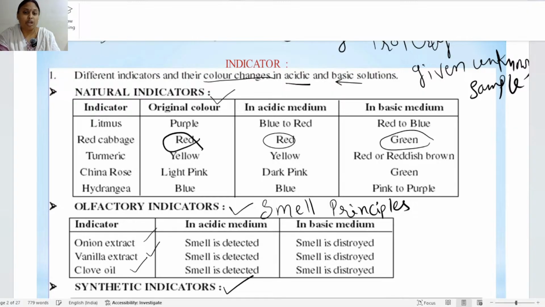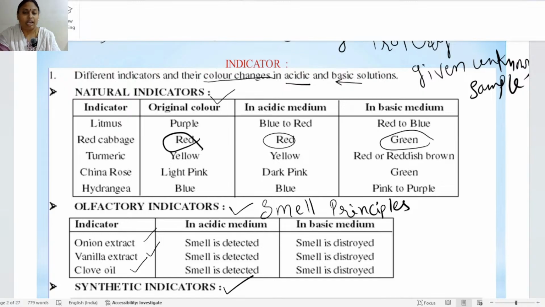When it comes to the onion extract, we see smell detection in acids, and in bases the smell will be destroyed. Vanilla extract also in acids gives a smell detection, and in bases the smell will be destroyed. And clove oil in acids gives the smell detection, in bases it will be destroyed.